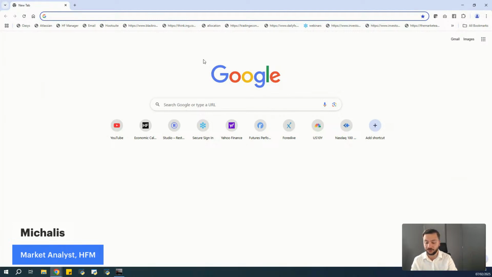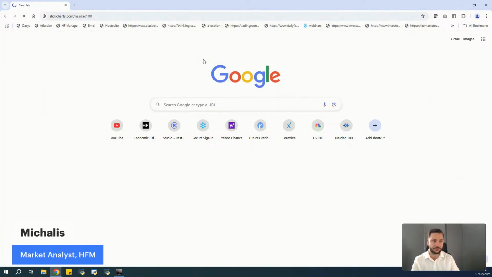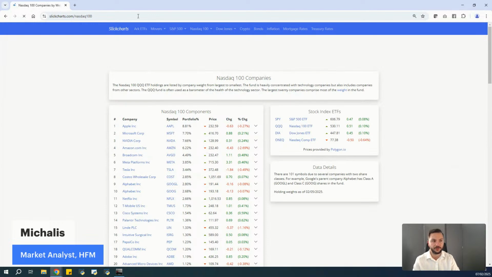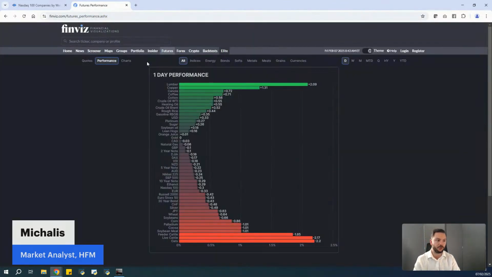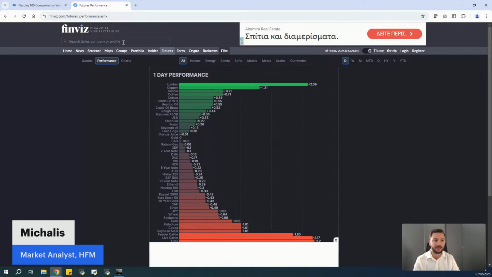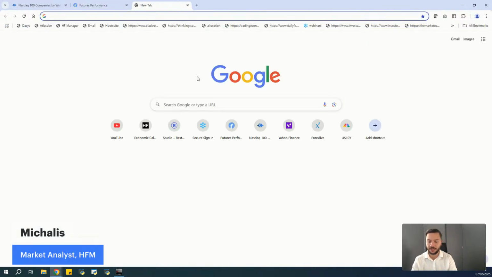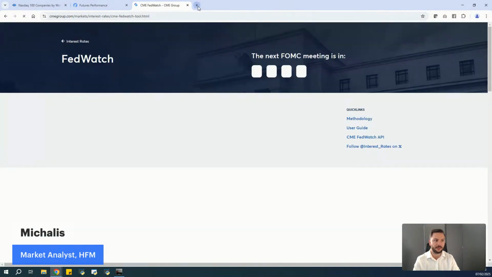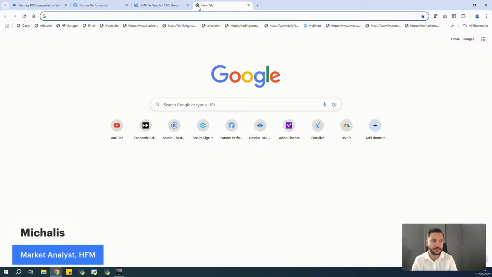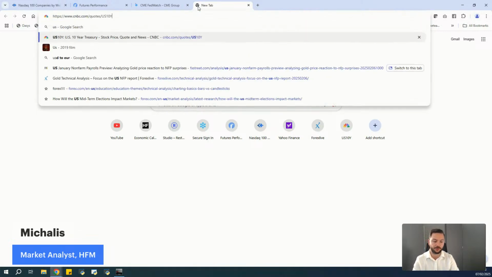So what can you use to assist you with this, ladies and gentlemen? There's a few things we can use. Number one, we're going to use the components of the NASDAQ. Number two, we're going to use the VIX. Number three, we're going to use global indices as well. And the other thing we're going to do is look at the CME Fed tool, and we're going to look at US bond yields as well.